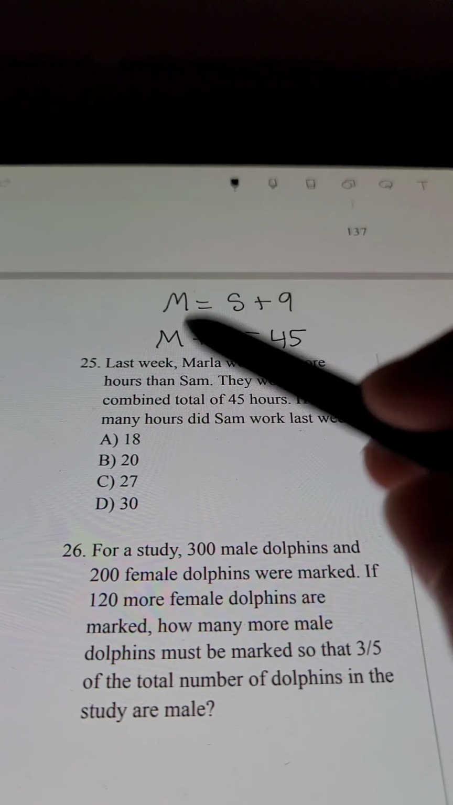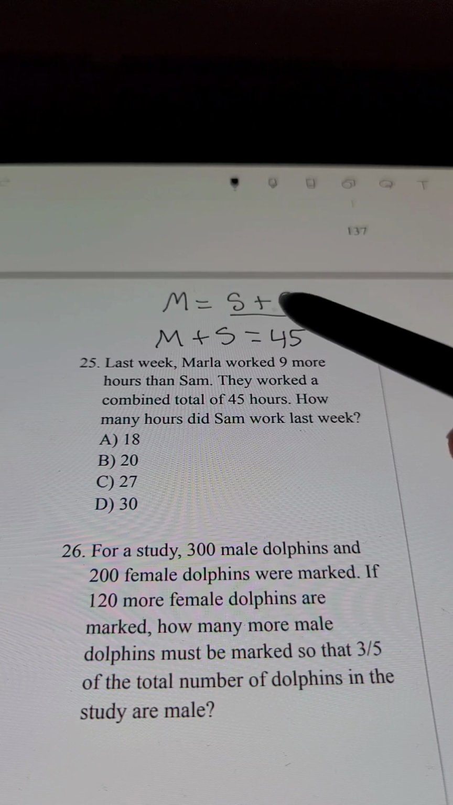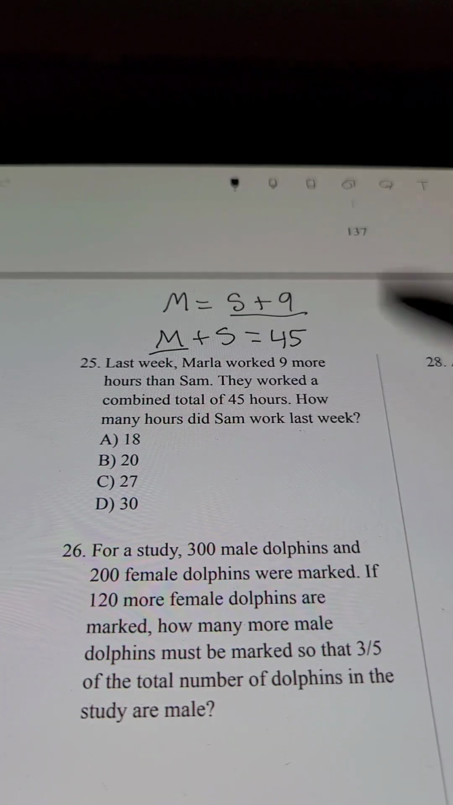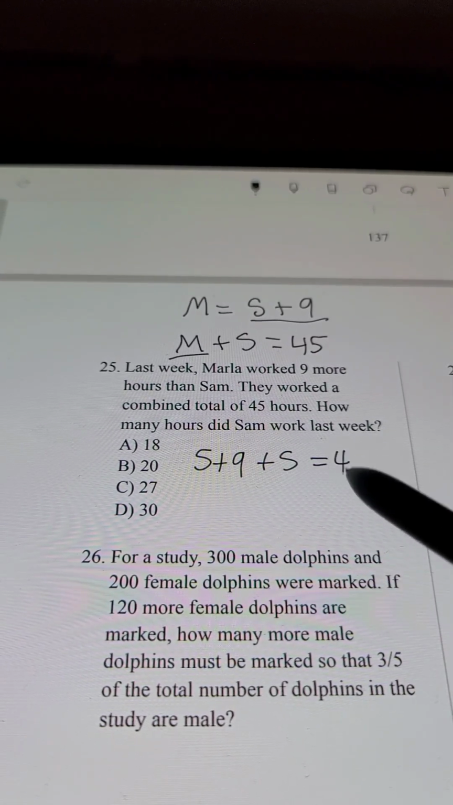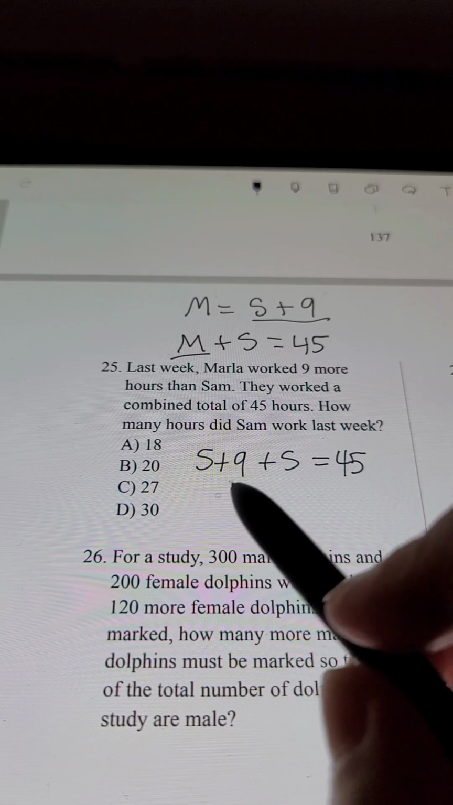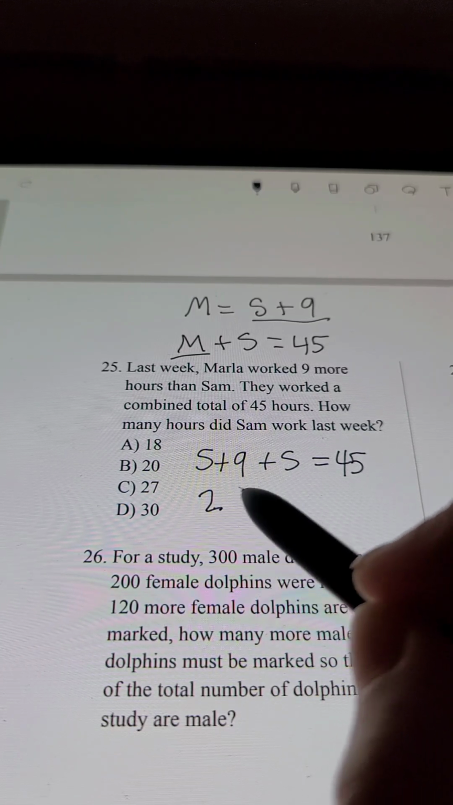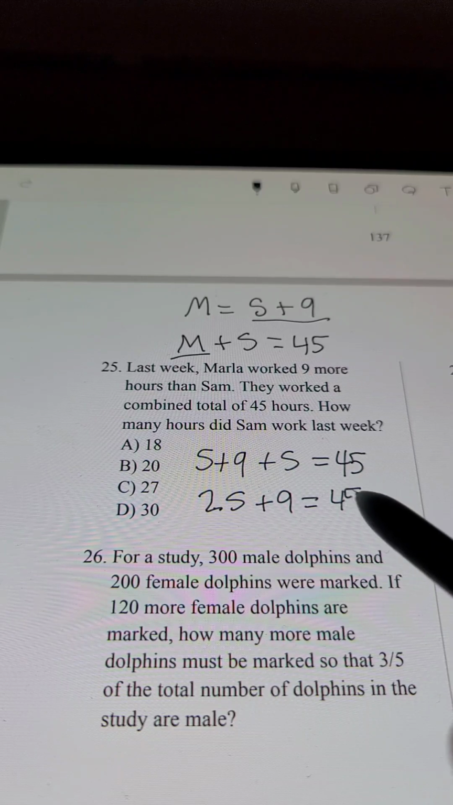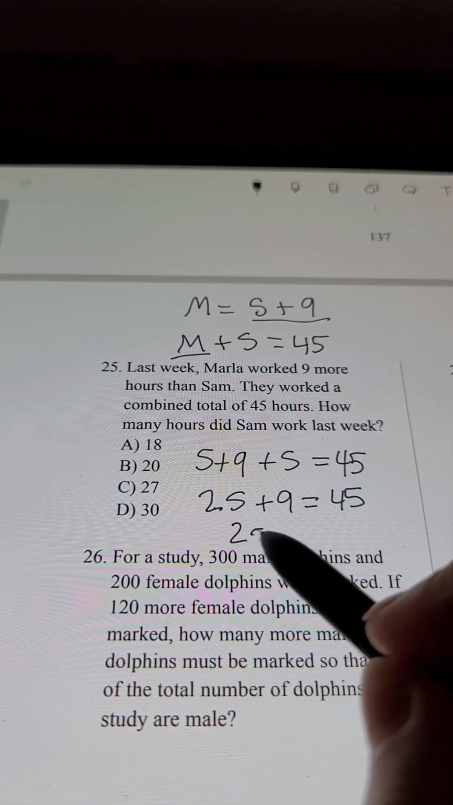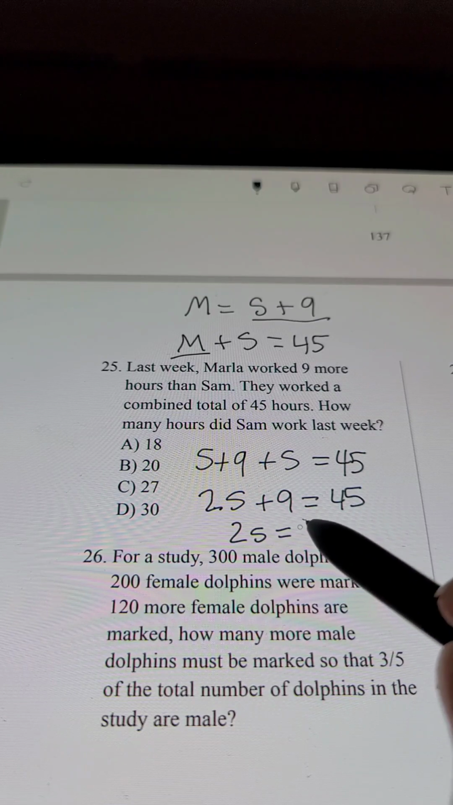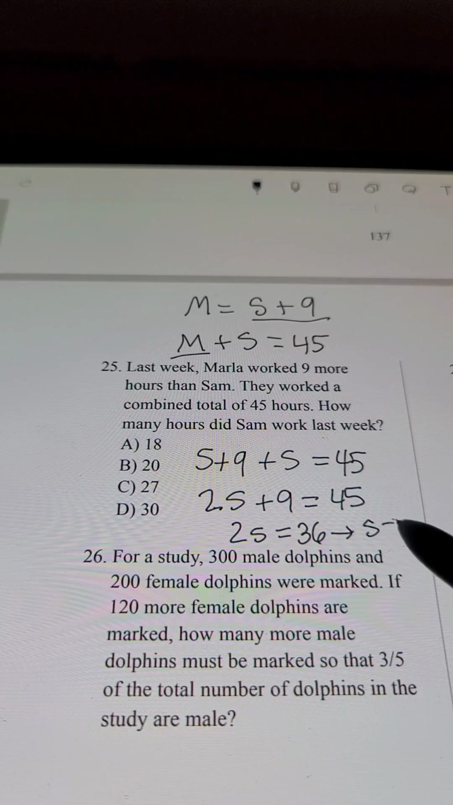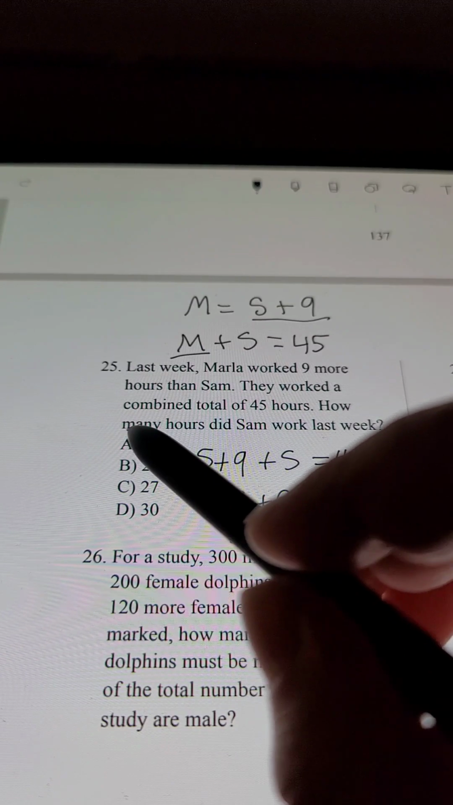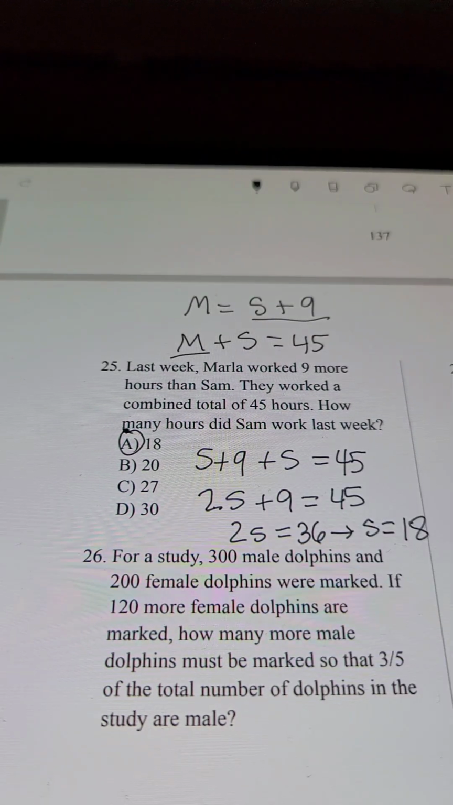I'm solving for S, so I need to replace M, which I can easily do because I know M is equal to S plus 9. So instead of M, I'm going to put S plus 9 in the second equation. So now I have S plus 9 plus S is equal to 45. And I can combine my terms of S and S. So now I have 2S plus 9 is equal to 45. Now I'm going to subtract 9 from each side, and I get 2S is equal to 36. So now I'm going to divide by 2 on each side to get S completely by itself, and that's going to give me that S is equal to 18. So the correct answer in this case would be A.